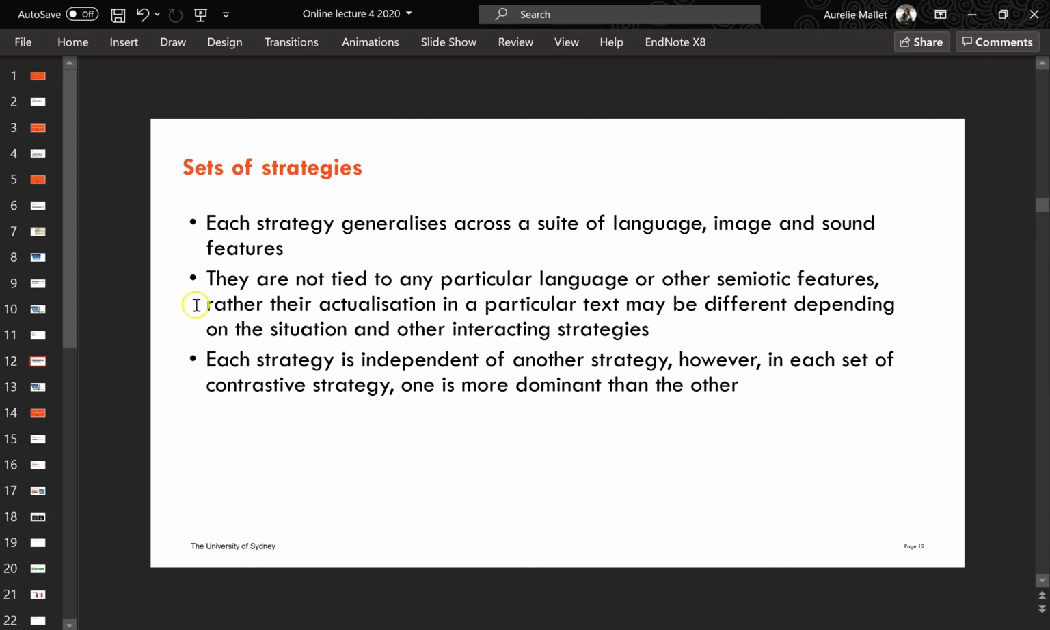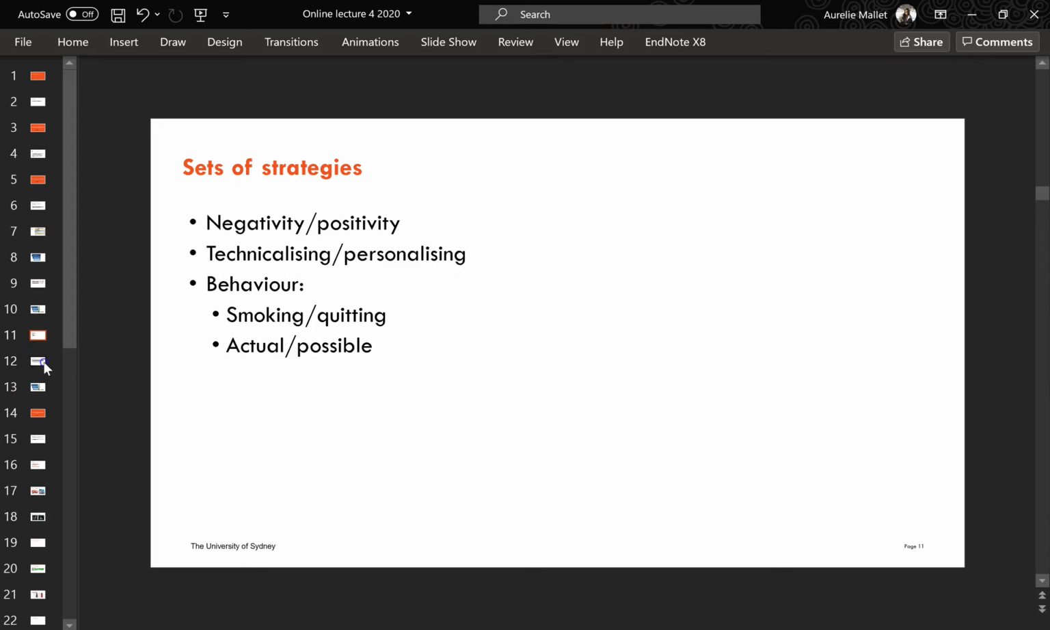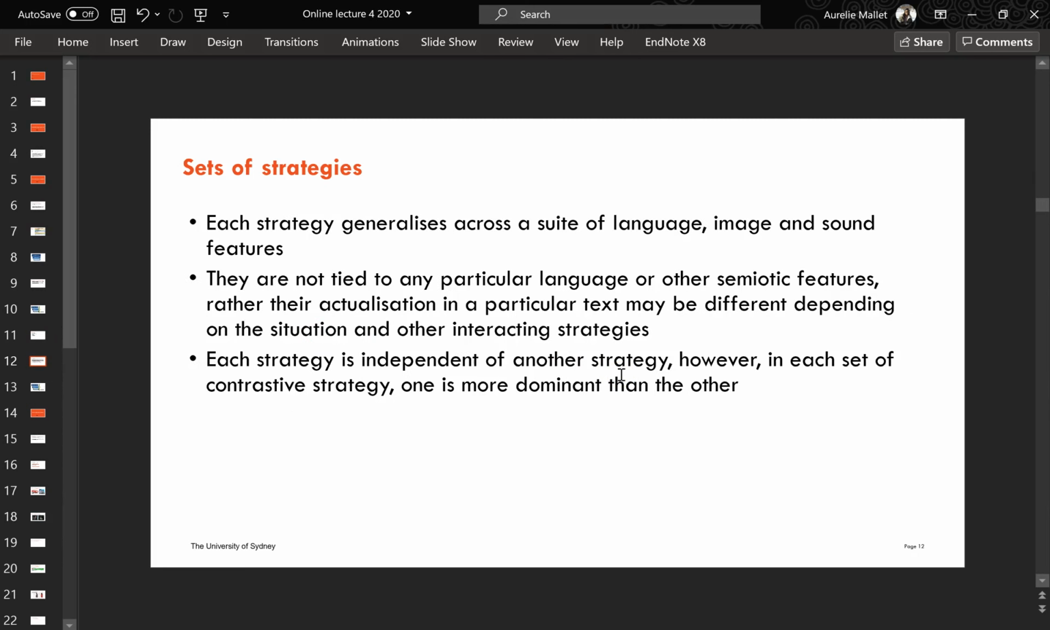So these sets of strategies are not tied down to any particular language or other semiotic features. Rather, their actualization in any particular text may be different depending on the situation and other interacting strategies. And I will show you what this means. Essentially, even if we see the same type of language features being used in two sets of strategies, you can't look at those language features in isolation. You have to look at it in terms of everything else that's happening in the text.